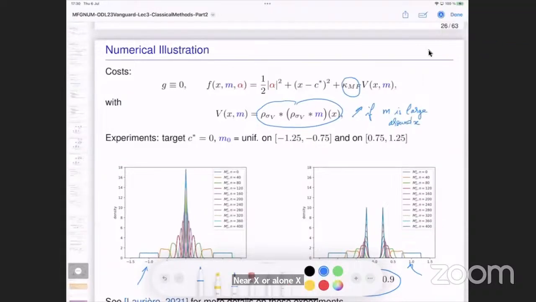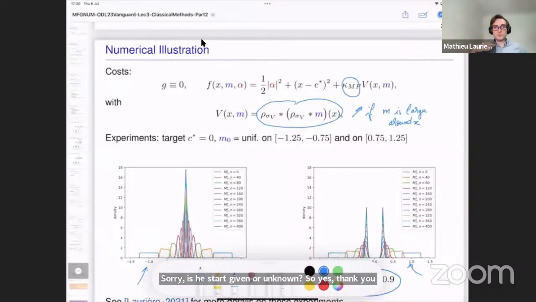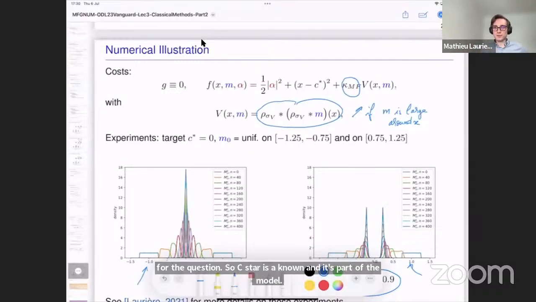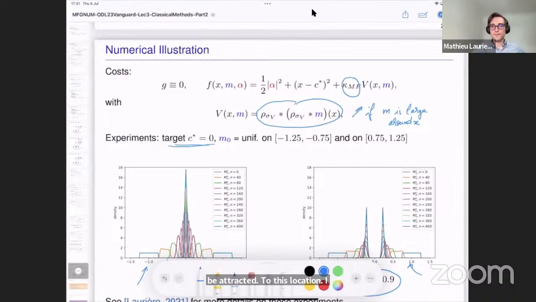There is one question in the chat: is C star given or unknown? Thank you for the question. C star is known and it's part of the model. We choose it at the beginning and it is known by the agents when they solve the problem. Here, I choose C star to be equal to 0. You could put another location. It means the agents will be attracted to this location, in the sense that the cost will be smaller if they reach this location.